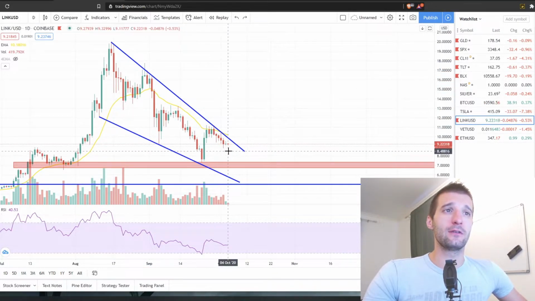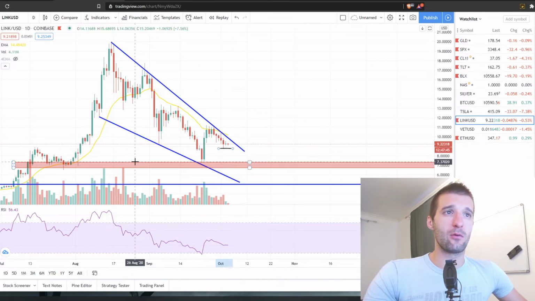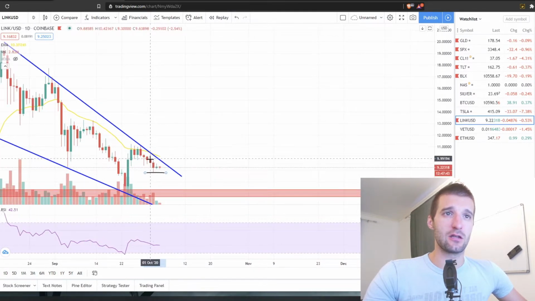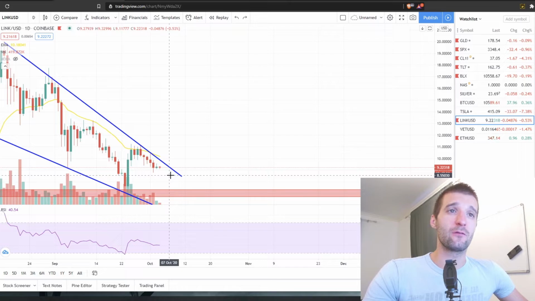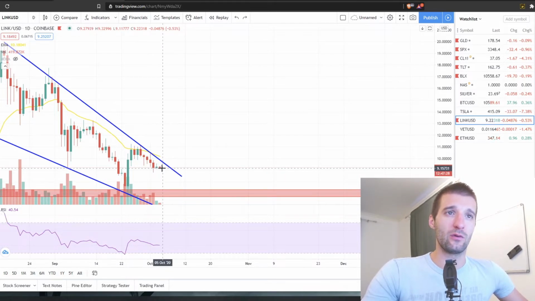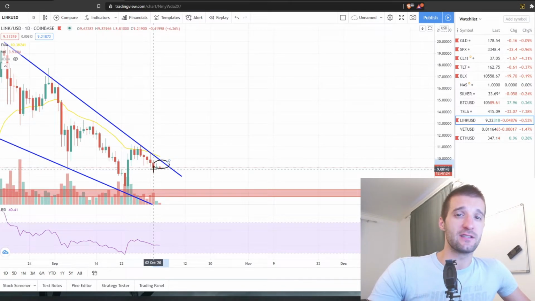If we don't go below 8.7, which is pretty much the low of this candle over here, and this is the reason why I think that the bulls are trying to hold this area and break the level of resistance. Make sure to observe in the next 3 to 4 days what will happen with Link, because we are extremely close to this resistance.